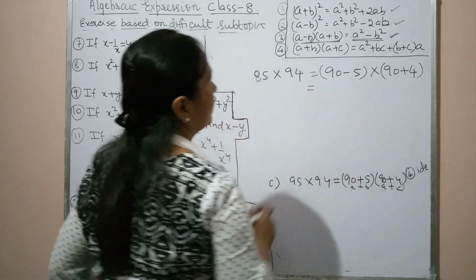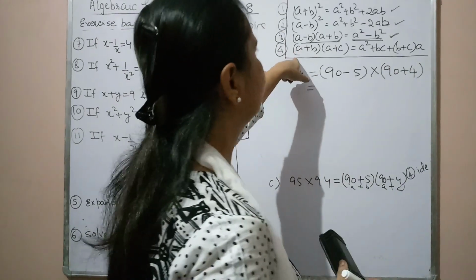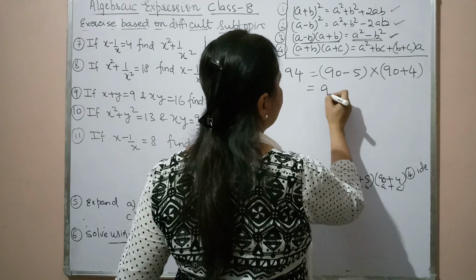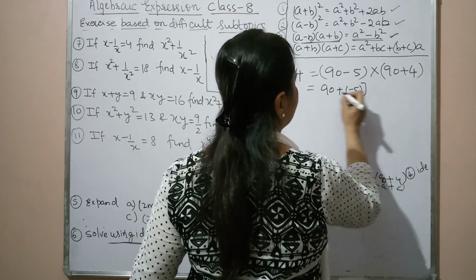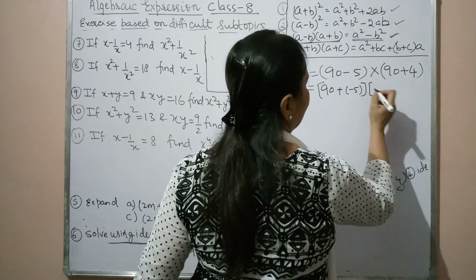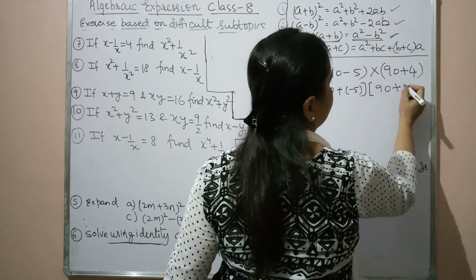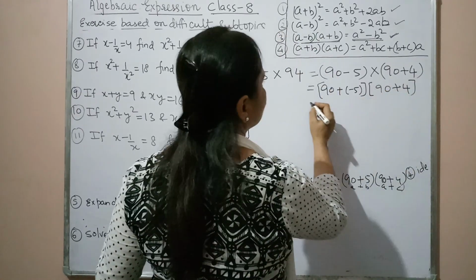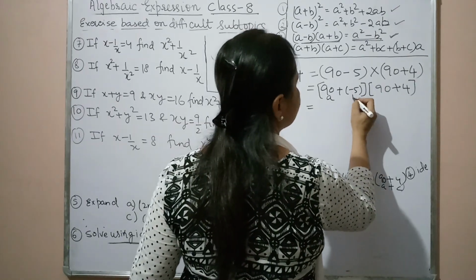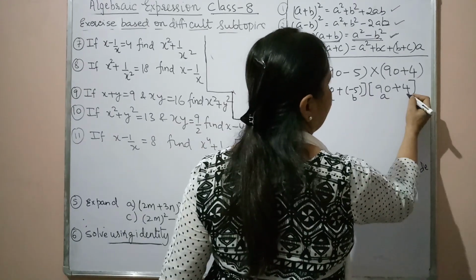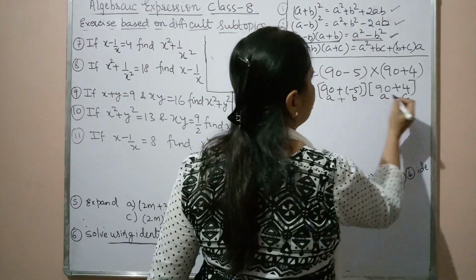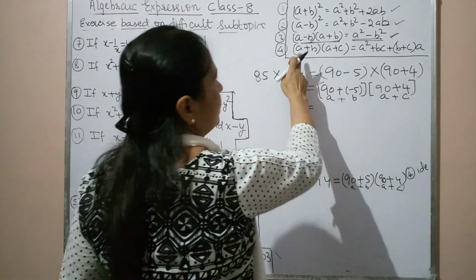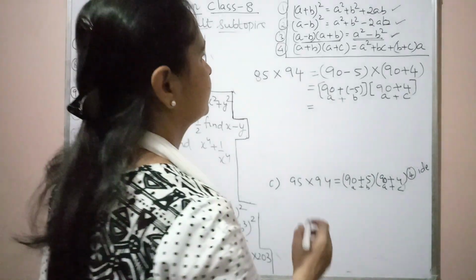अब see how we can compare it with the identity 4. ये हो जाएगा आपका 90 plus ये minus 5, ये पहला फैक्टर और दूसरा ये फैक्टर, ठीक है ना? So this is your A, this is your B, this is your A and this is your C. How do we compare it? Just learn. तो फॉर्मूला आपका यही लग जाएगा, A plus B into A plus C.